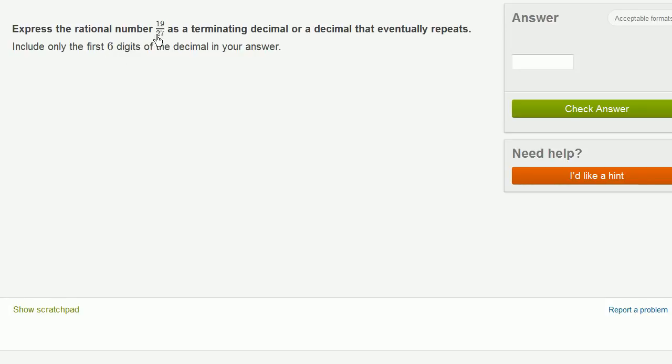Express the rational number 19 over 27, or 19/27ths, as a terminating decimal, or a decimal that eventually repeats. Include only the first 6 digits of the decimal in your answer. Let me give this a shot.